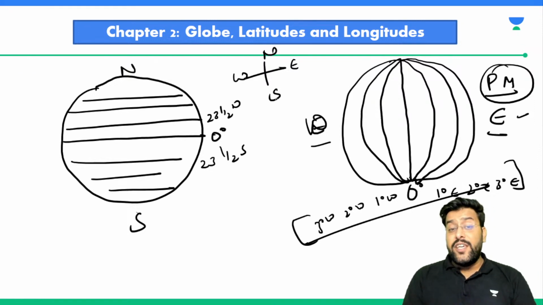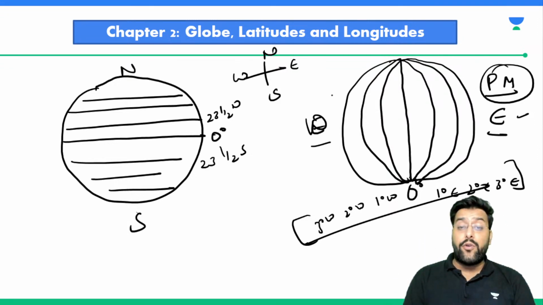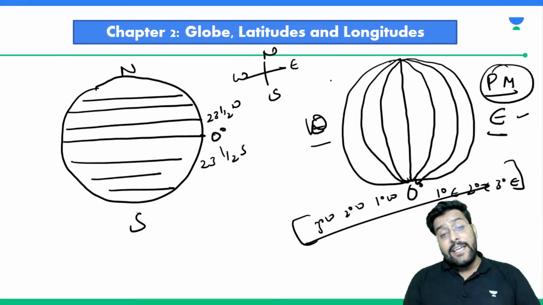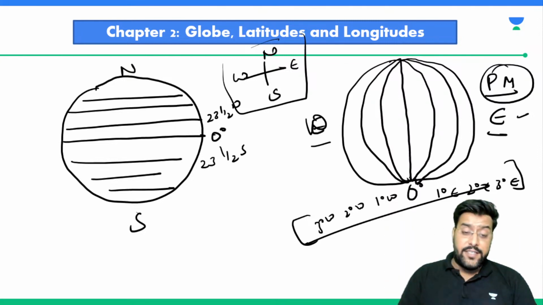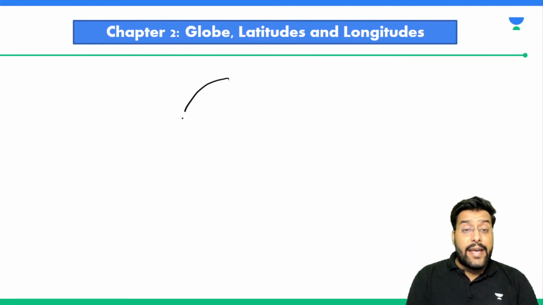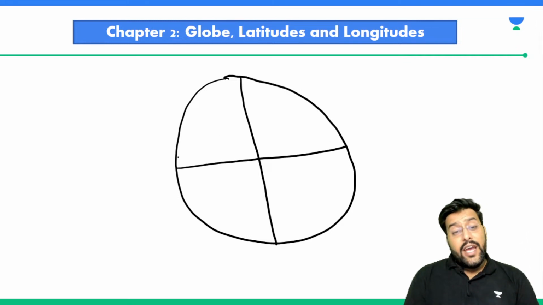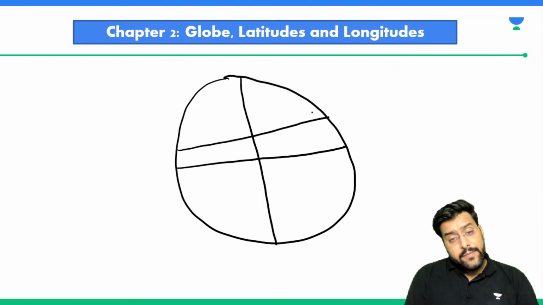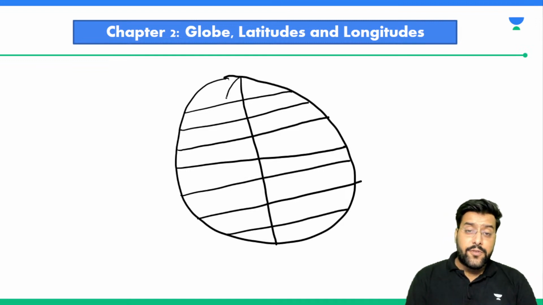So in order to understand things well, we drew imaginary lines on the earth, and these lines were drawn as per the directions. One set of lines was running from north to south, the other set of lines was running from west to east, and this ultimately made our imaginary earth look like this. If this is the earth, this is the prime meridian, this is the equator. We had our latitudes parallel to the equator, and then longitudes were going like this.